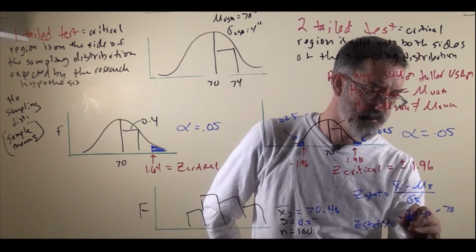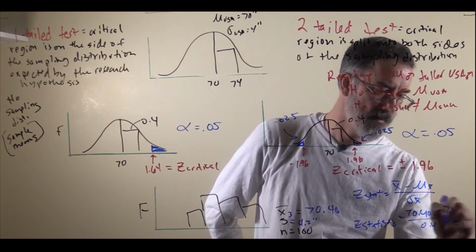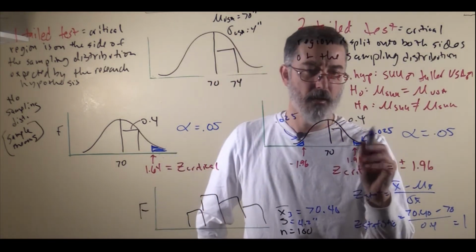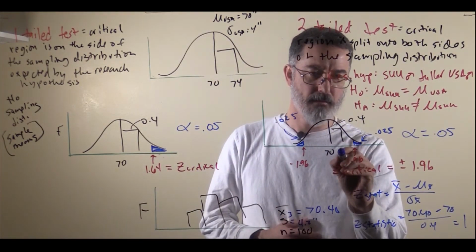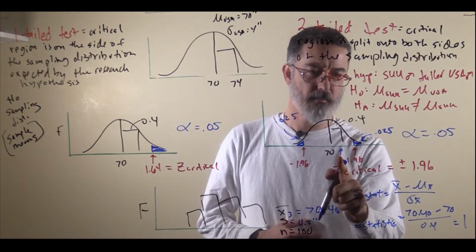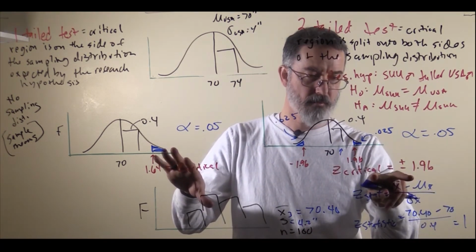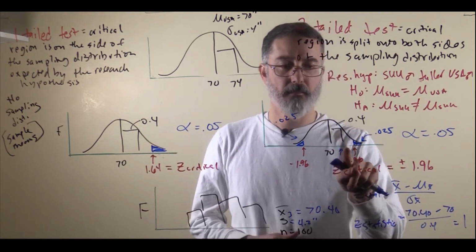70.40 minus 70 divided by 0.4. So here our z-statistic is going to be 1. With a z-statistic of 1, with a two-tailed test, our sample mean will be right about there. It's not in the critical region. It's not more extreme than our z-criticals equivalently, and so we're going to fail to reject the null hypothesis.